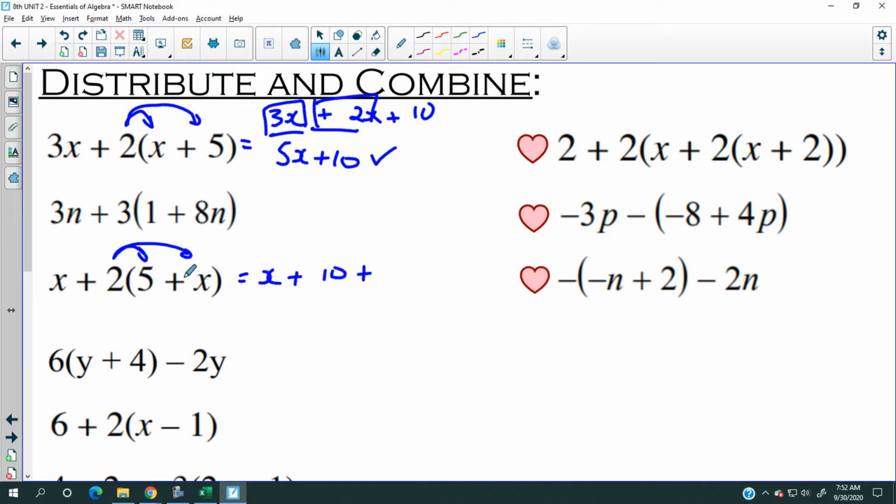By the way, if you want to have a little competition with the Ng Man and see if you can finish before I do when I'm doing these, be my guest. It's good practice. So x plus 2x, how many x's are there now? 3 x's. So 3x plus 10.